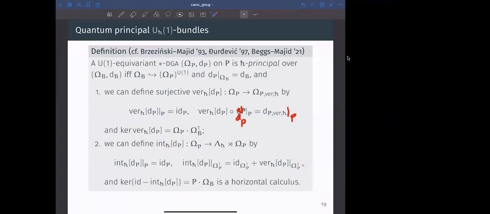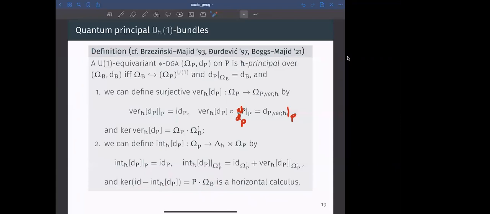And so what you need out of this is the U1 invariant graded star subalgebra of all forms on P, such that this interior product acts as the identity on those one forms. So the kernel of the identity minus this interior product map is precisely the star subalgebra generated, as a left P module, by the basic one forms. And particularly, you need this to be a horizontal calculus.